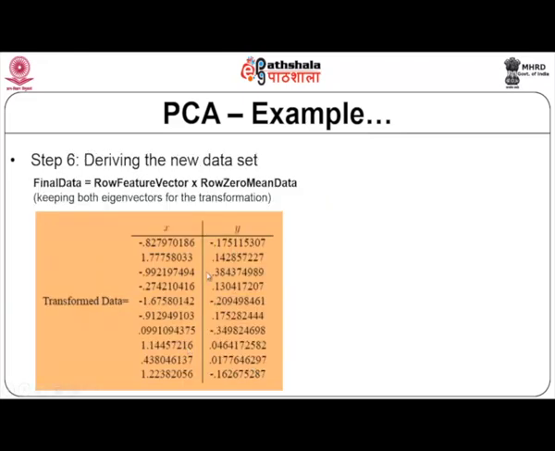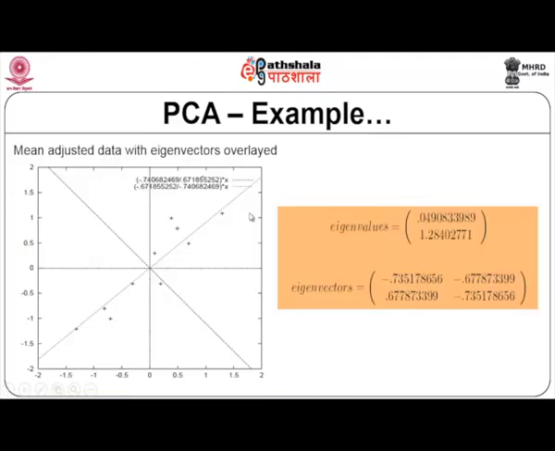Having derived the eigenvectors, that is the principal vector with which you are going to analyze the data, you will now have to derive the new data set. The new data set is derived using the equation: row feature vector multiplied by row zero mean adjusted data, and therefore, the new data will be this data. The transformed x and y data is indicated in this table. If you plot this transformed data, this is the scatter plot which you are going to get.